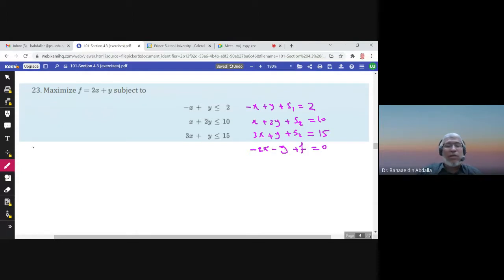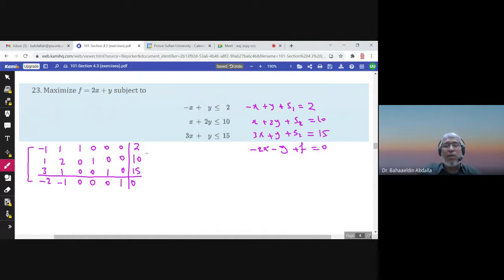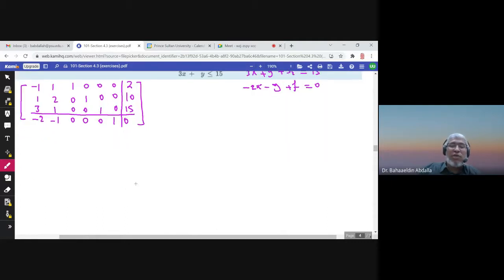All right, let us set up the initial matrix: coefficients of x, coefficients of y, S1, S2, S3, F, the right hand side. This is the initial Simplex matrix.